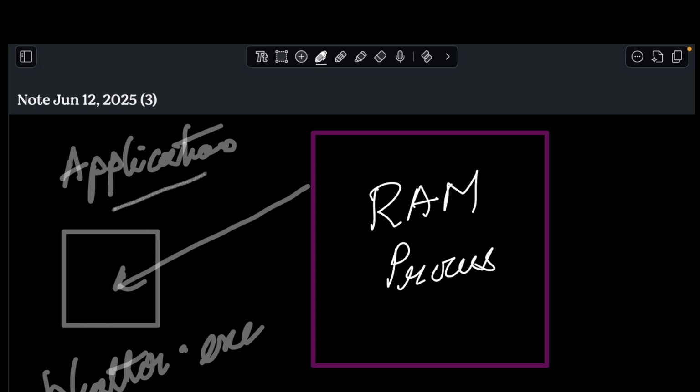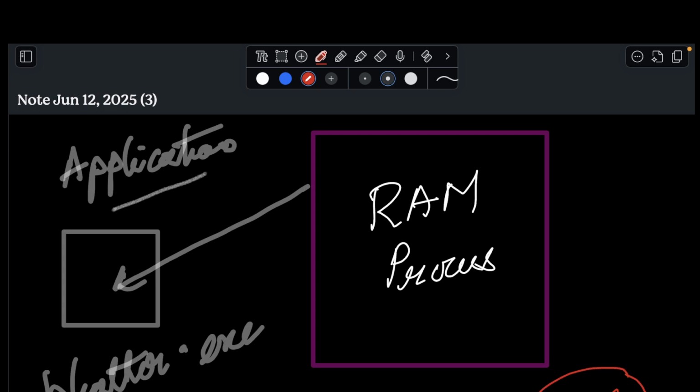Now what does this block contain? First, it is given a unique process ID. Then it has its own memory. So what are the two distinctive memories that we have? We have a stack, and then the other one is the heap, right? We will study the stack and heap later on.